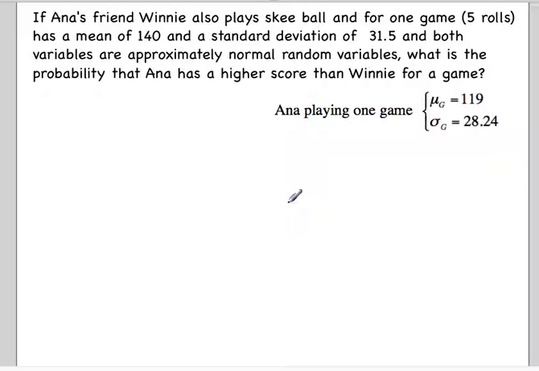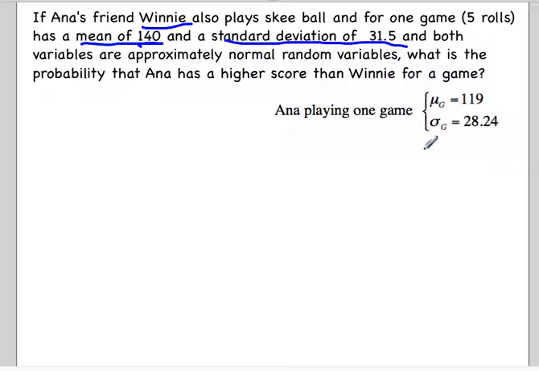All right, now, bear with me because this is the second to last problem we're going to do, and it's pretty involved, so you might need to pause it and stuff like that. Okay, Anna's friend Winnie also plays skee ball. For one game, she has a mean of 140 and a standard deviation of 31.5. Both of these are approximately normal random variables. What's the probability that Anna has a higher score than Winnie?